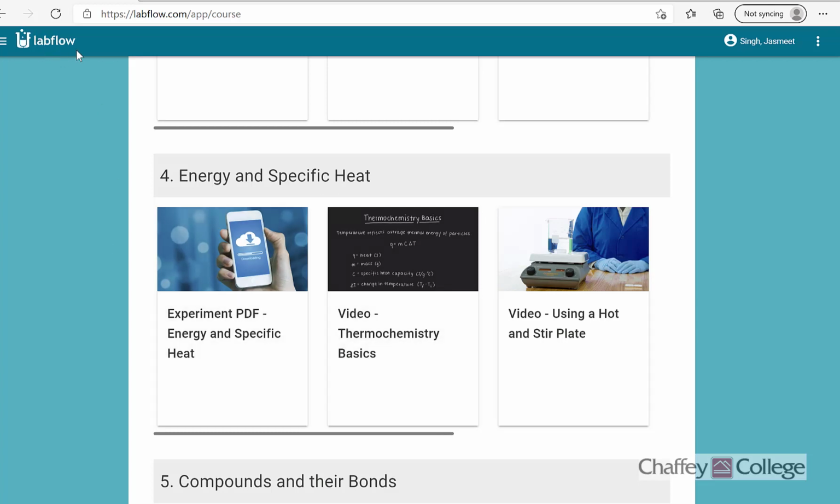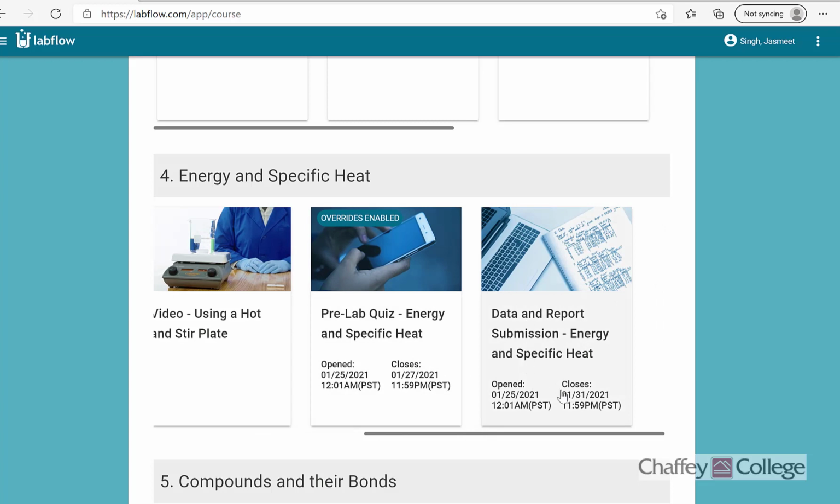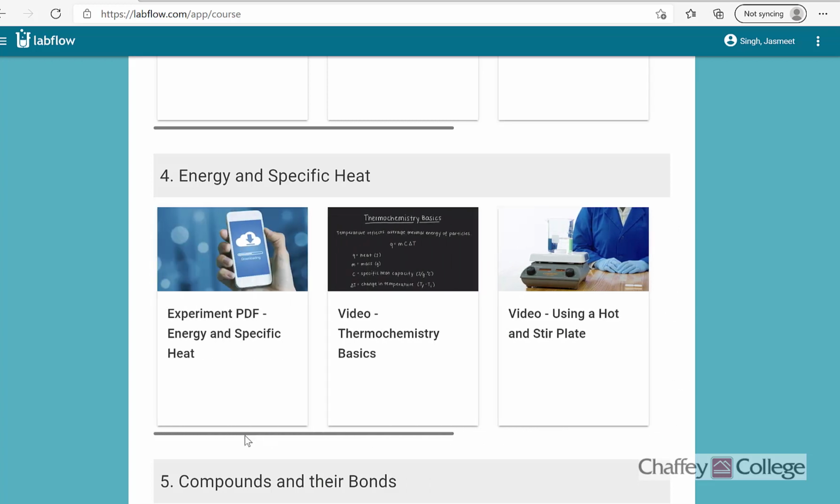When you log into your LabFlow account, you will go to experiment number 4. The first tab will give you the PDF file of the procedure and the theory behind it, and then you can watch the calculation video in tab number 2, but I believe this video does not go into too much detail, so I'm creating this video to explain all the calculations better. And as you already know, the pre-lab is here and the lab report is here. So let's first open the PDF file and go over the procedure.